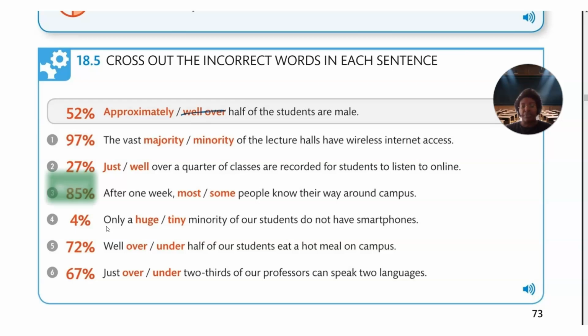Number 4, 4%. Only a huge or tiny minority of students do not have smartphones. Only a tiny minority. We use tiny. It's very, very small because it's 4%. Remember we said minority we often don't use by itself and majority, so we'd say tiny minority. Number 5, 72%. Well over or under half of our students eat a hot meal on campus. 72% is well over half. And 67%, is it just over or under 2/3 of our professors can speak 2 languages? Well, that is just over 2/3 of our professors can speak 2 languages.